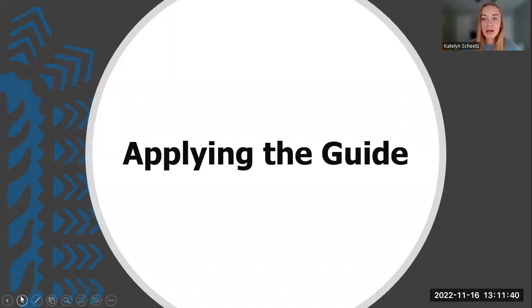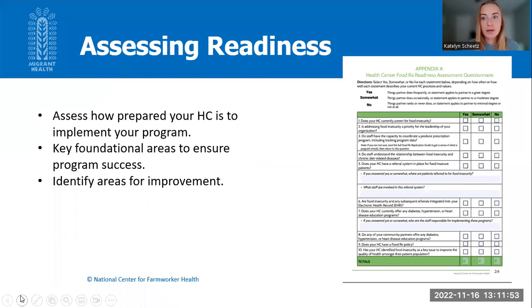So now let's look at how we can apply the Food Rx Replication Guide to reap all of these benefits that we've just mentioned. Next slide. The first step is to assess the readiness of your health center to see how prepared you are to implement a program. So here we included a readiness assessment with fillable checkboxes and totals so that you can self-assess your organization on some key foundational areas to ensure program success. So next slide.